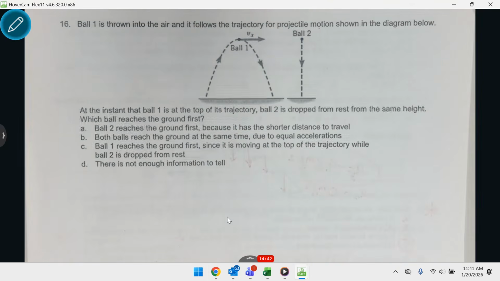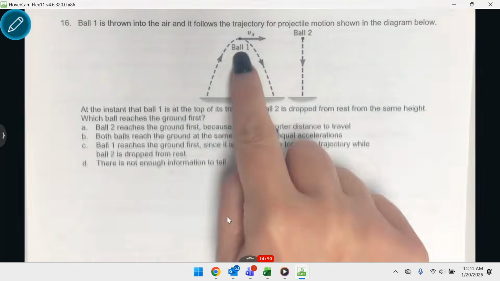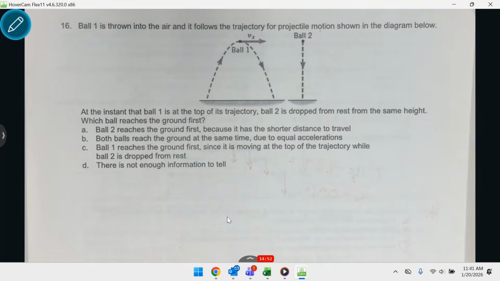So this is the last one. It says ball 1 is thrown into the air and it follows the trajectory for a projectile shown in the diagram below. At the instant that ball 1 is at the top of its trajectory, ball 2 is dropped from rest from the same height. Which ball reaches the ground first? Let's see. You guys actually did really good on this question. 91% of you got it right, so very few people missed it.